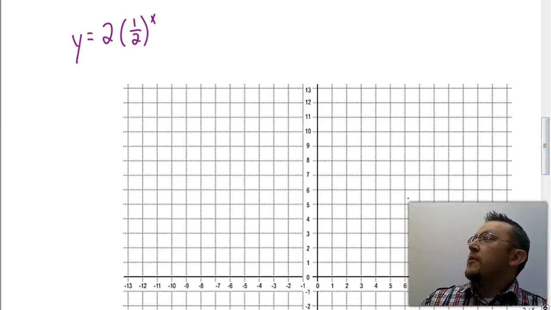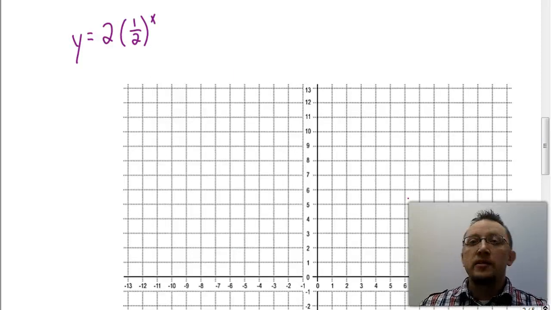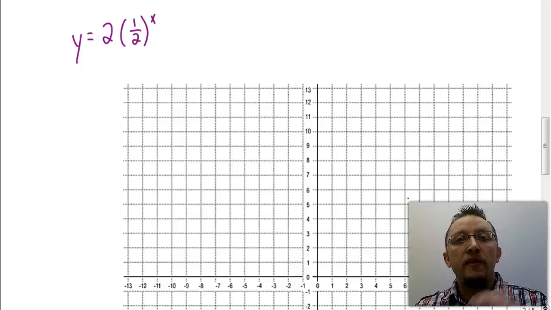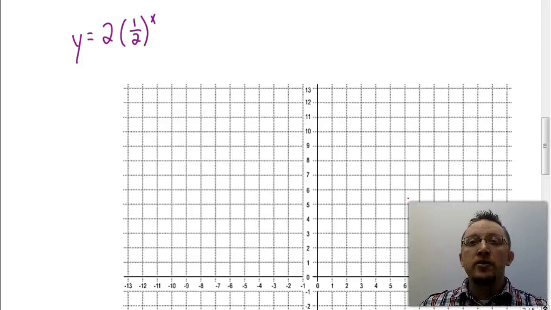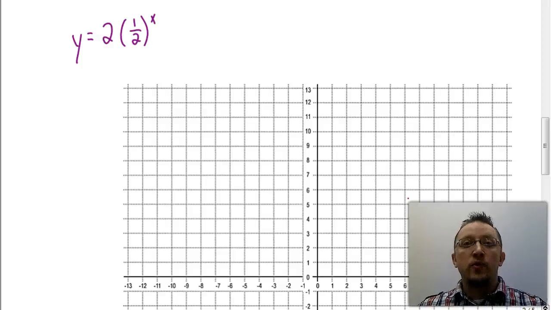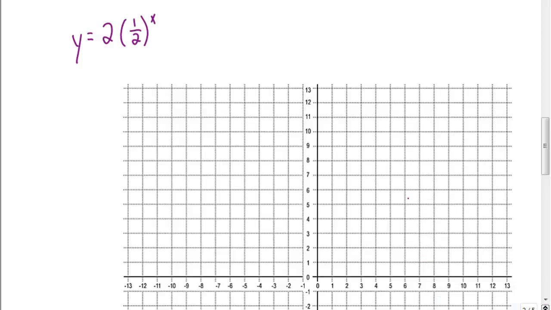So let's start by graphing this one, y equals 2 times 1/2 to the x power. Now, if you notice, my value for b is 1/2. That means that it's between 0 and 1. So that means this graph is going to represent exponential decay, meaning that it's going to decrease as we follow the x-axis. And also the y-intercept: my initial amount is 2. My value for a is 2, meaning that my y-intercept is going to be where x is 0 and y is 2. So let's graph that and let's look at the shape of the graph here.